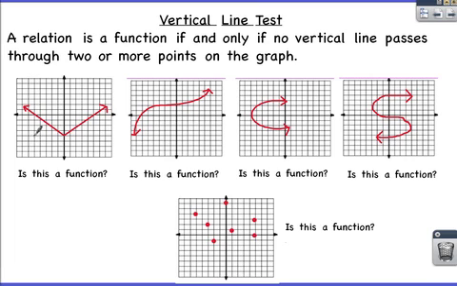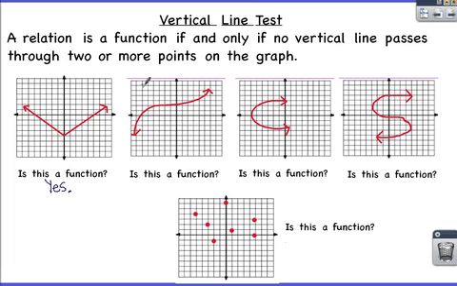So by drawing vertical lines and visualizing what that would look like, see if there is any point where the graph crosses the vertical line more than once. In this case, no matter where I draw vertical lines, the graph would only touch it one time. Therefore, this is a function.